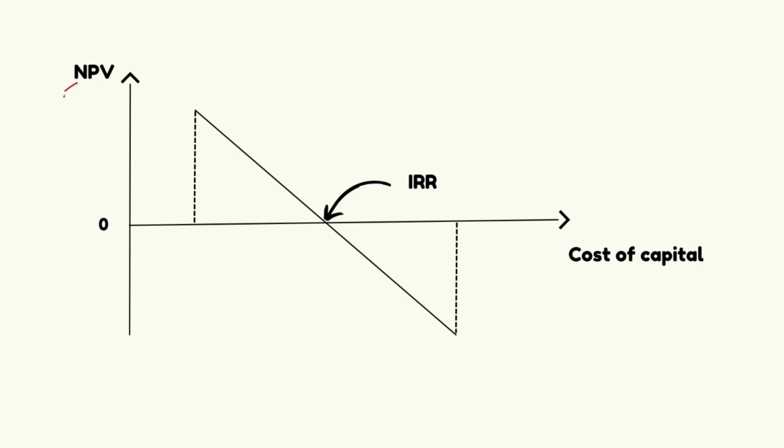The Y-axis depicts the NPV value. The X-axis depicts the cost of capital, or we can consider it as the discount rate. So this is the point we are going to calculate. As we now know, there can be positive NPV values, a zero NPV value, and negative NPV values. So we are going to calculate the rate at which the NPV equals 0.